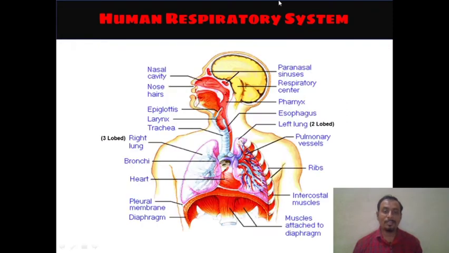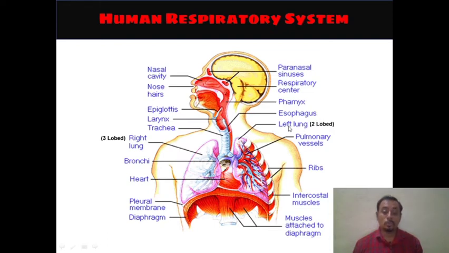Okay, next, let's start the actual part 2 of this video. Here the second kind of diagram is shown. In this diagram we can see the nasal cavity, nose hairs, paranasal sinuses, respiratory center, pharynx, and esophagus.